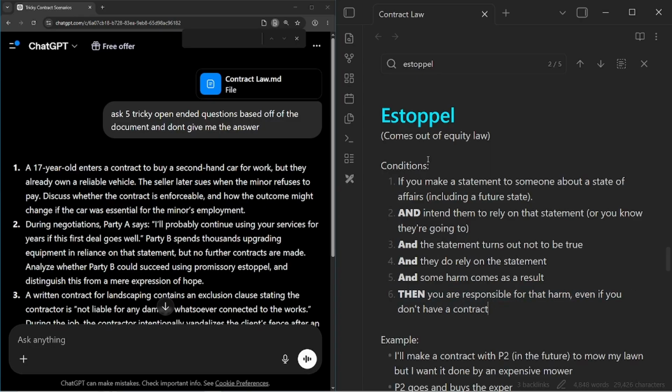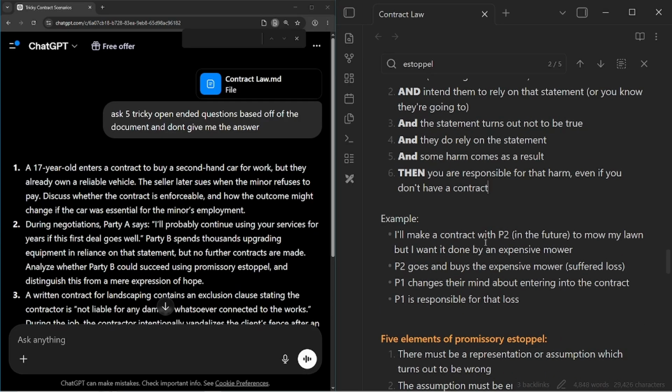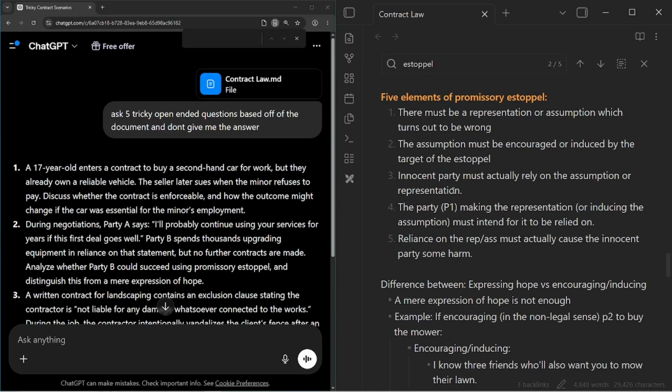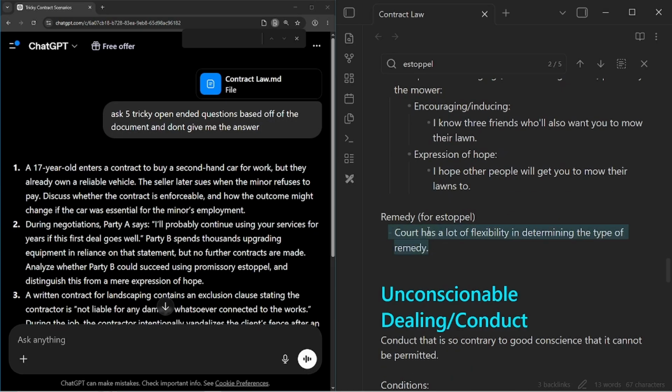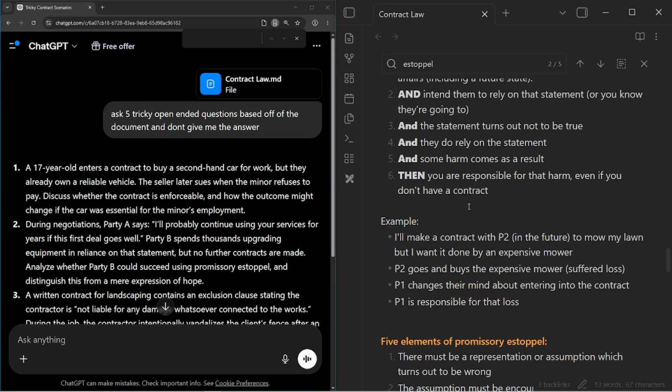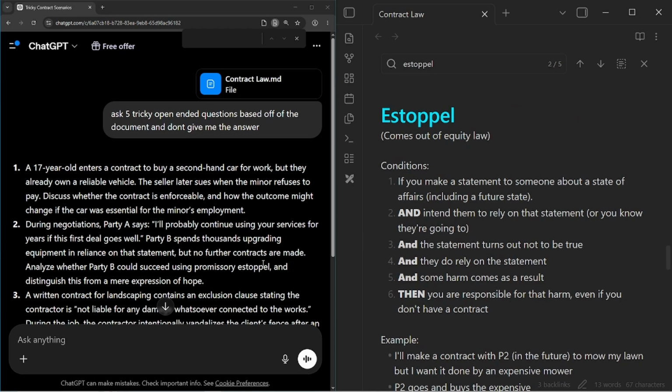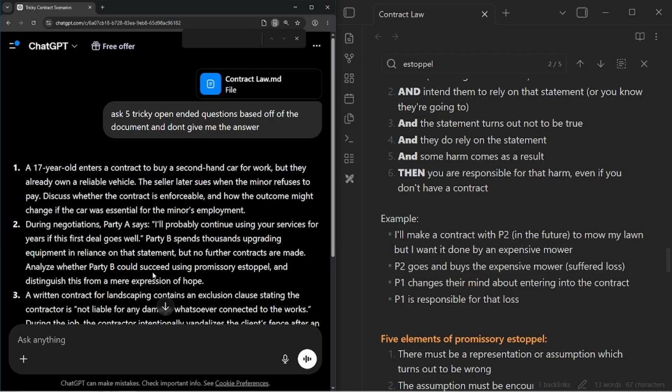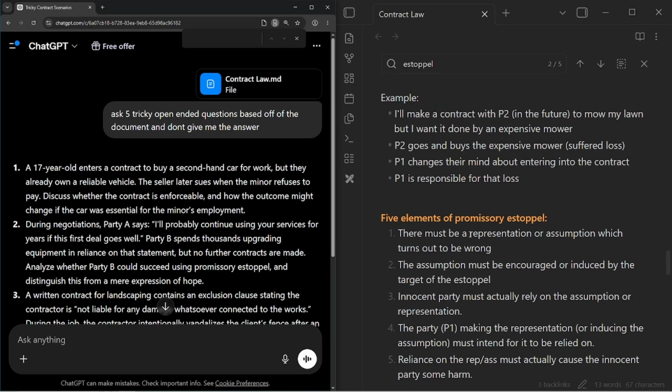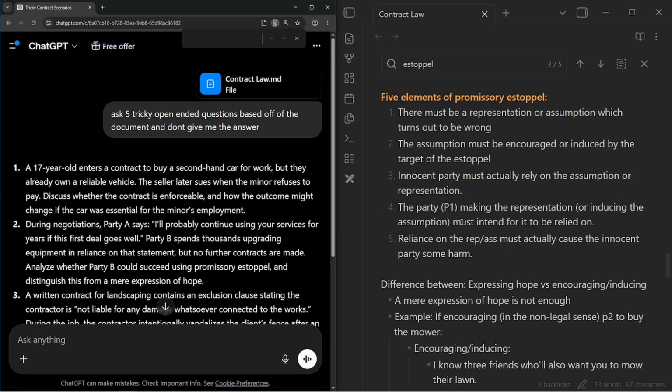I'm going to go with yes. I'm going to go with all the conditions are met. And so what happens as a result? Remedy. Court has flexibility in determining the type of remedy. Okay, so analyze whether party B could succeed in using promissory estoppel. Yeah, I think it is. I think it meets the criteria. And distinguish this from mere expression of hope.